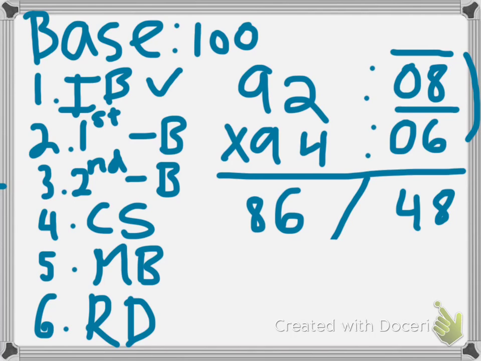And now you can check using a calculator, which I will be doing. 92 times 94 equals, yes, that's correct. And let's just do our last step. Remove the dash and just basically box the answer.